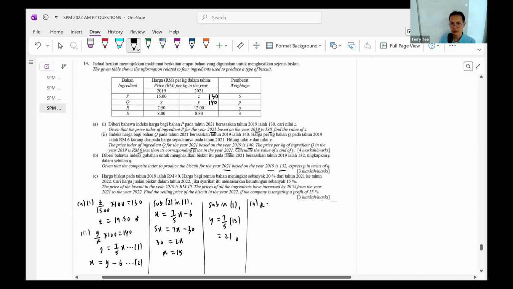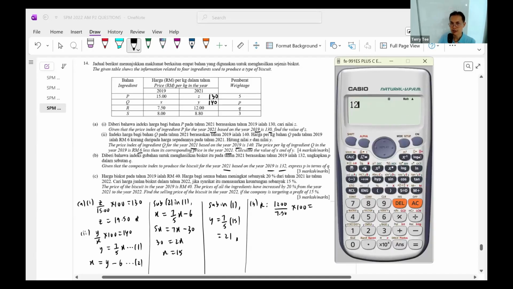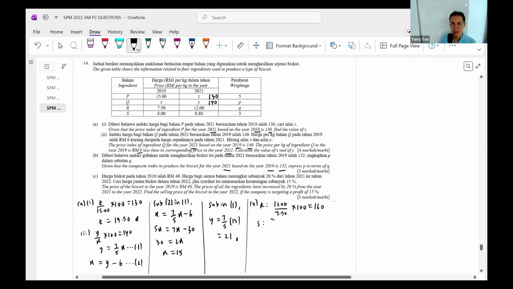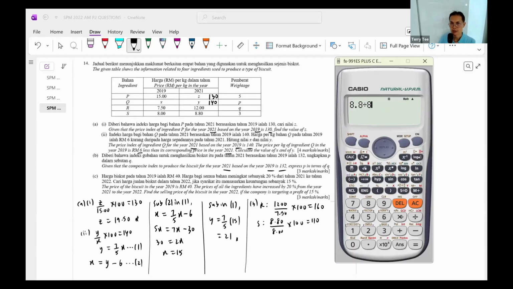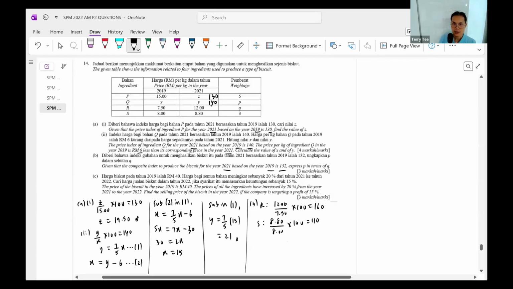So for R, what's your price index? We take 12 ringgit, divide 750 times 100. Find out your price index first. 12 divide 750 times 100, that's 160. How about S? 880 divided by 8 times 100. Is it 110? Okay. So this is 160, this is 110.